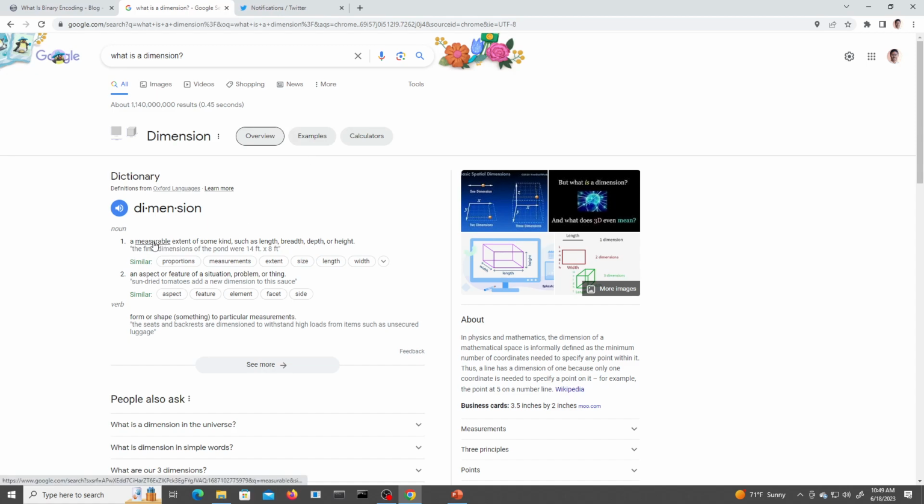So here is the definition of a dimension. If you have an object that has length, breadth, depth, or height, then that object has four dimensions. If you have a table with one dimension on the vertical side and four dimensions on the horizontal side, you multiply 1 times 4, and suddenly you have four dimensions. That's how it works. So again, this is the real world. This is not science fiction.